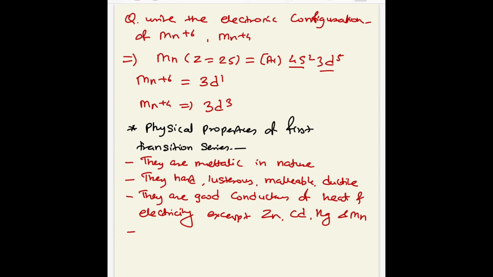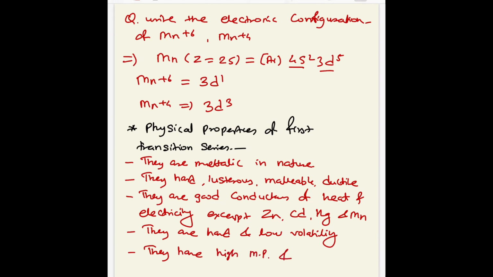These transition metals are very hard and have low volatility. Low volatility means they have a higher boiling point, except zinc, cadmium, and mercury. They have high melting points and boiling points.